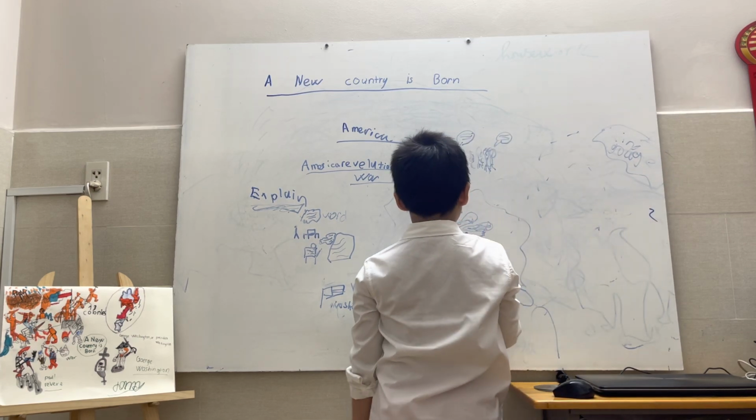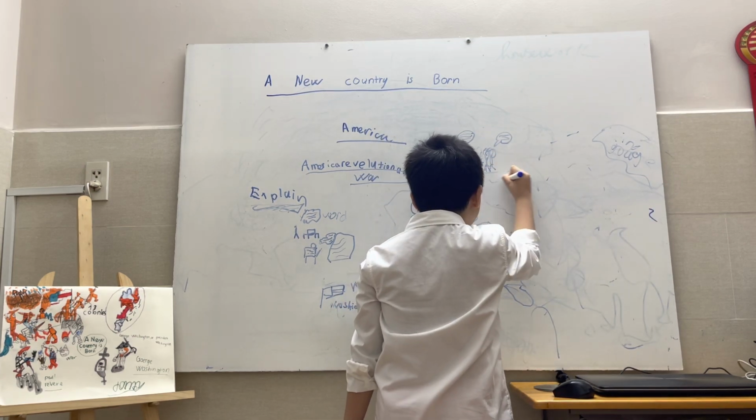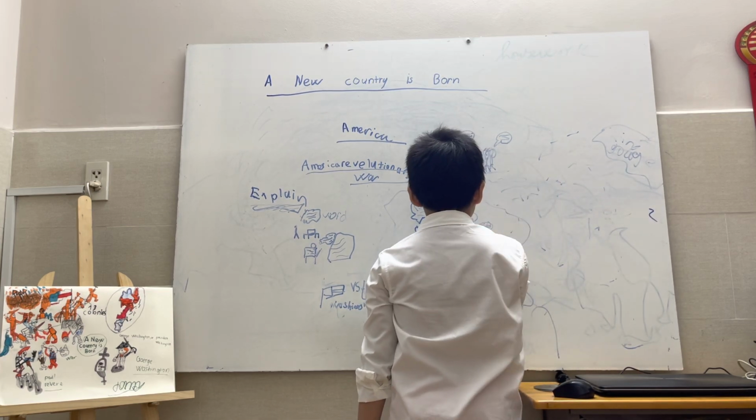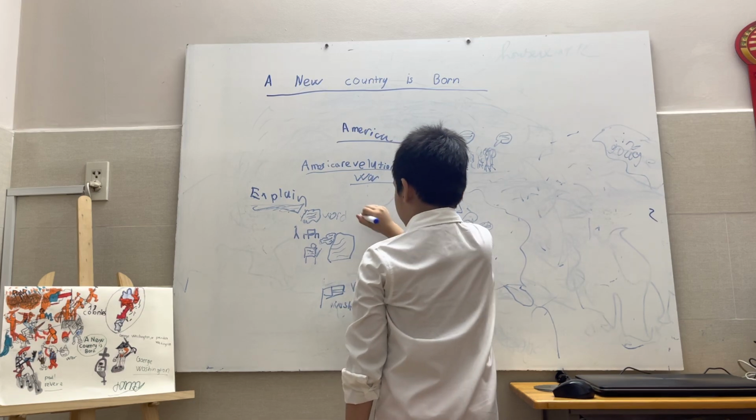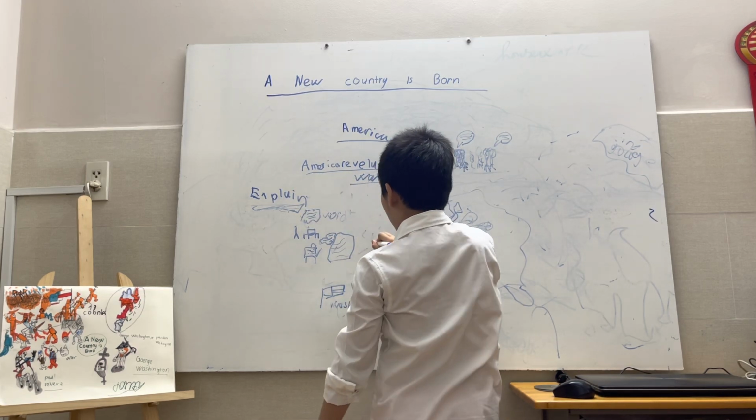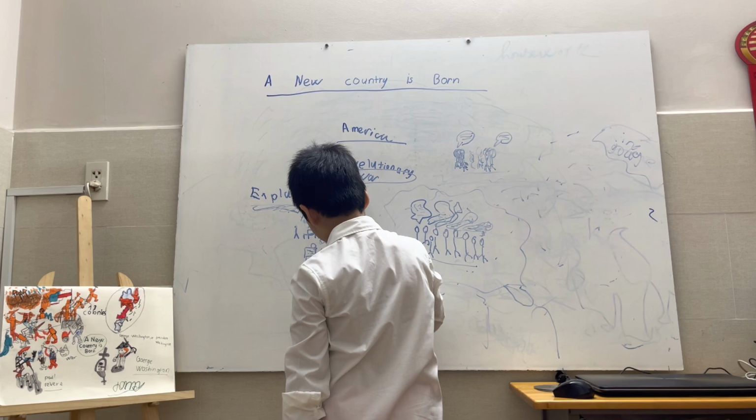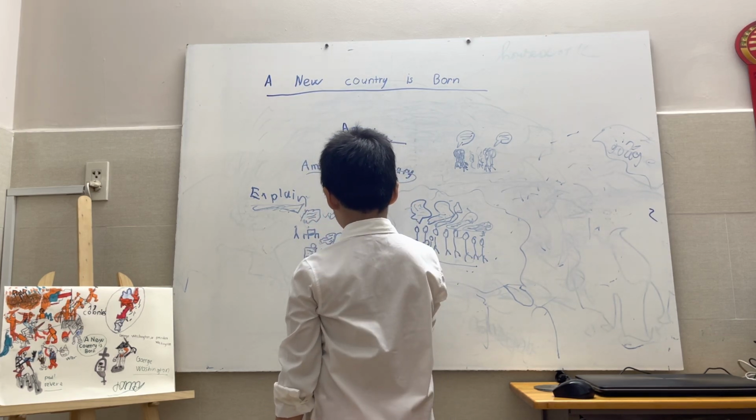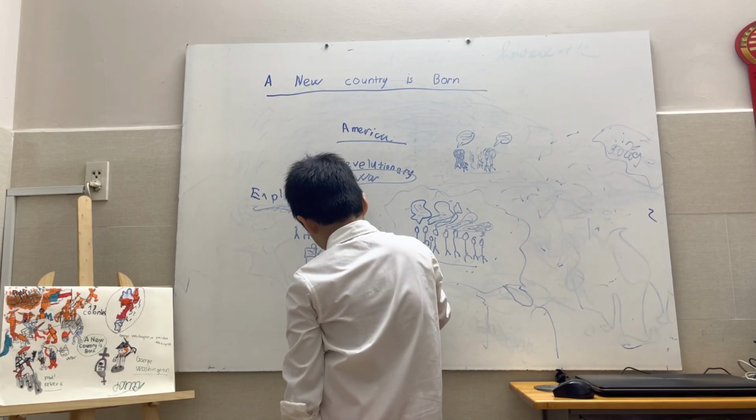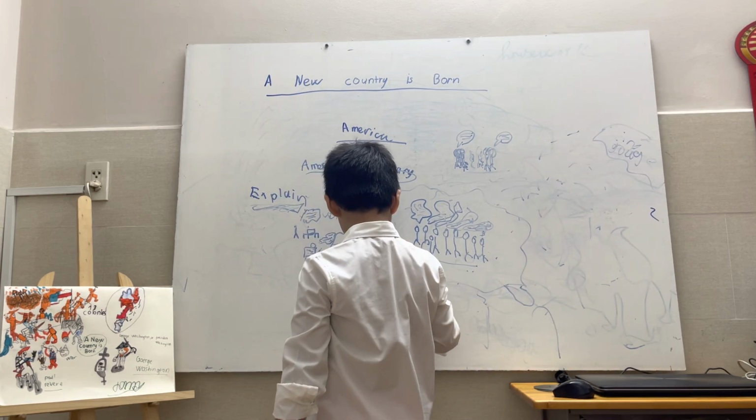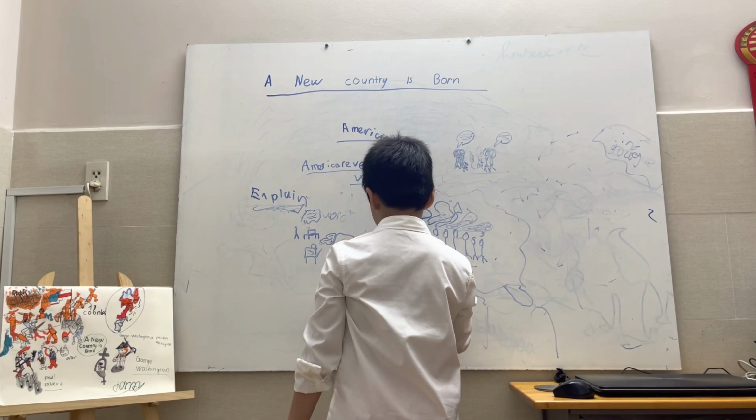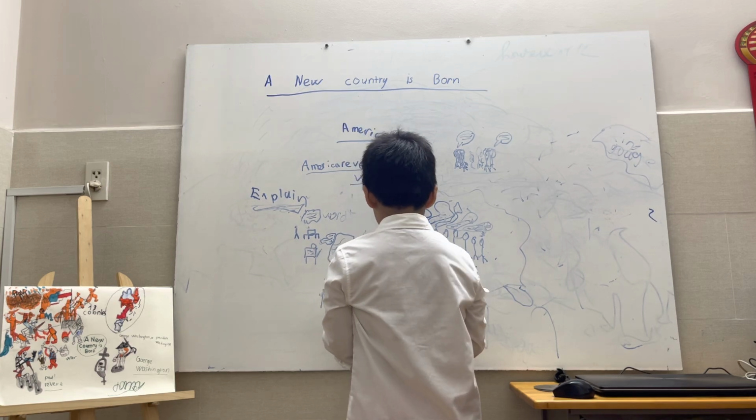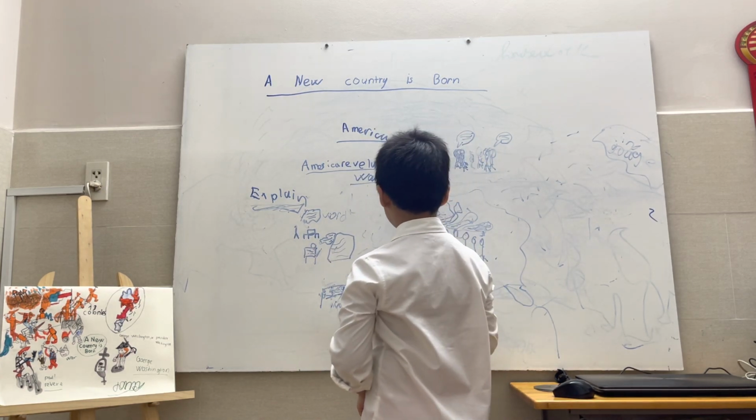King George sent many soldiers crossing the sea to America to fight and take down America. But of course, America won. But the British lost. That's how America gained their freedom.